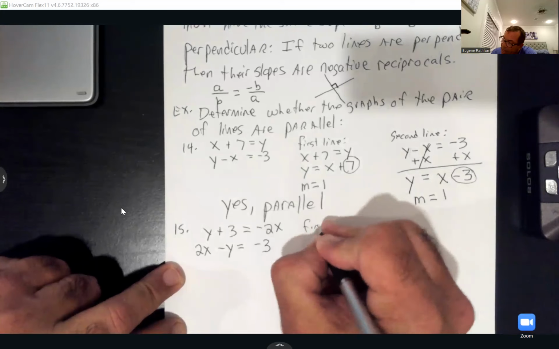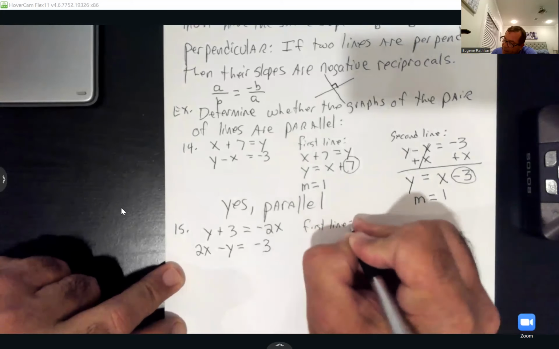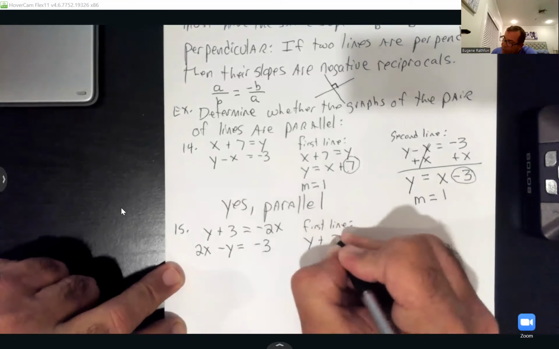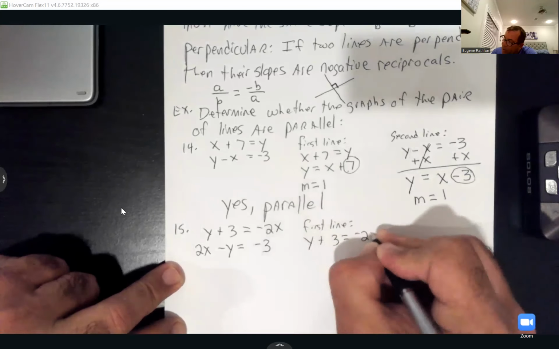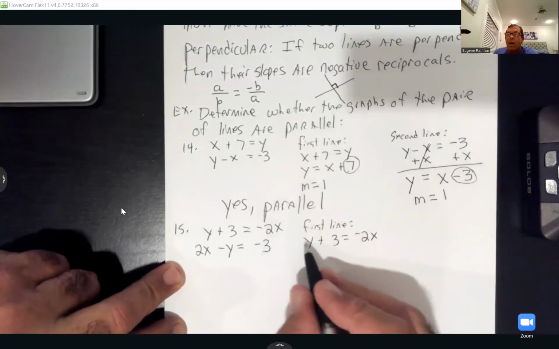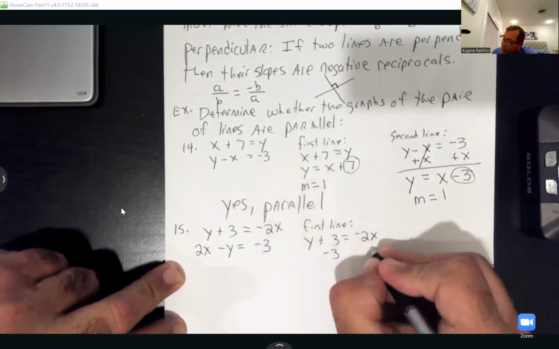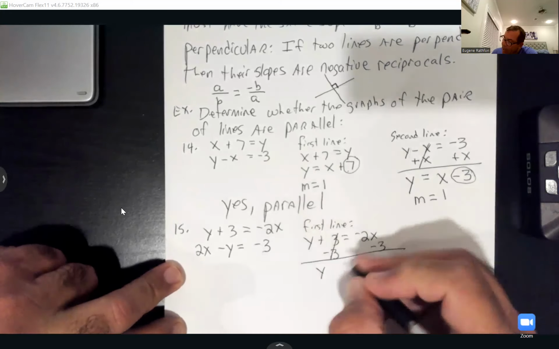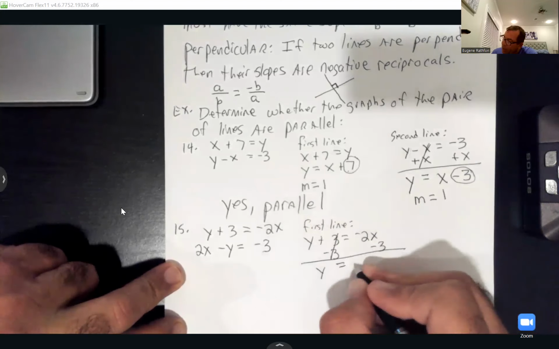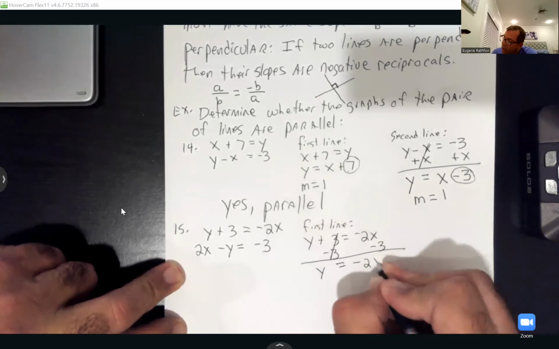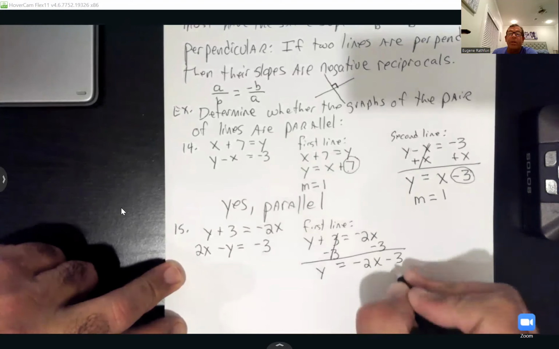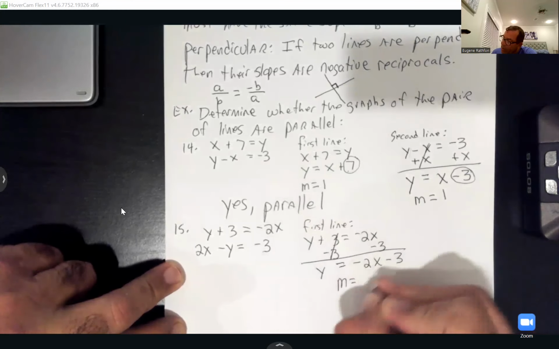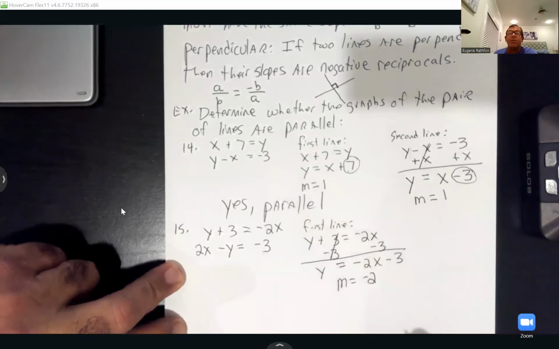So here's my first line. Y plus 3 equals -2x. I need to get this y by itself by subtracting 3. So notice I get my y, those cancel. And then to put it in order, I'm going to put -2x minus 3. So the slope on this is a -2.